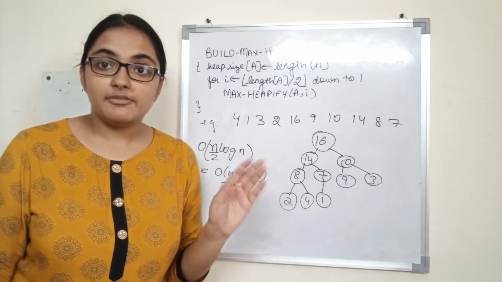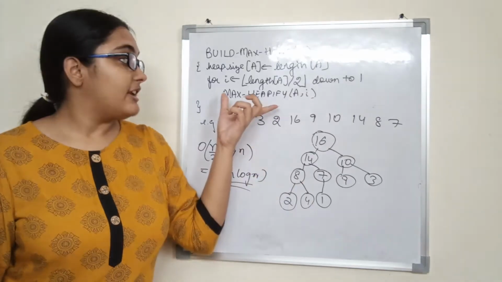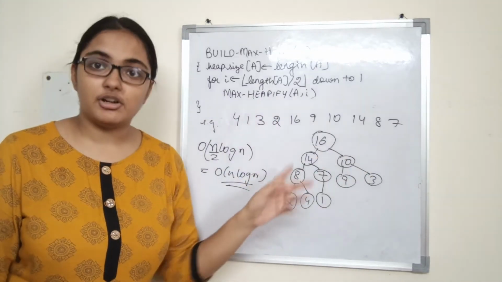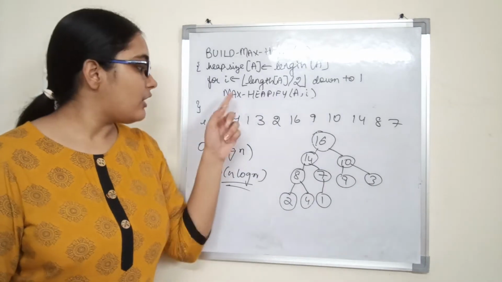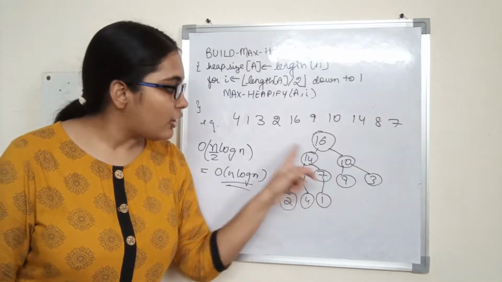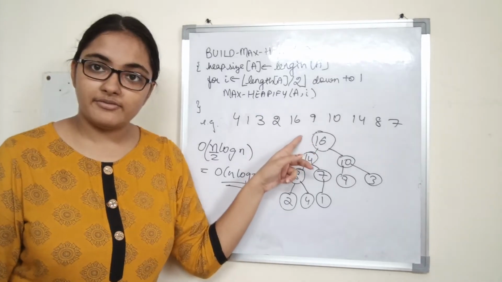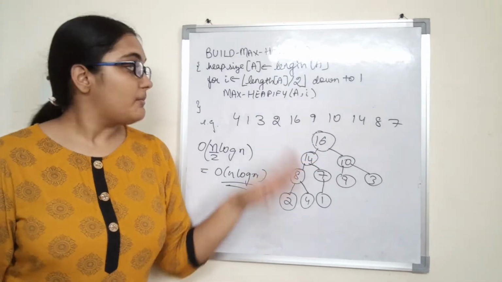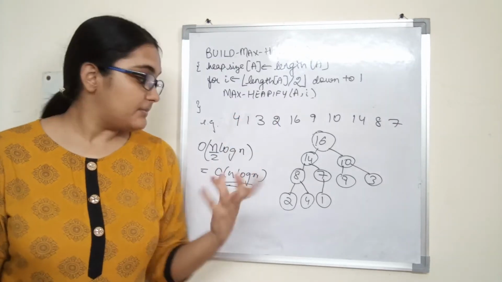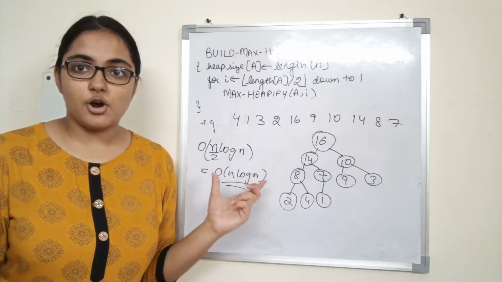If max heapify is called on a node of height h, it will take order of h time. Since max heapify is called on nodes of different heights, it will take different time for different nodes. If I call max heapify on this node, it will take order of 1 time, why? Height is 1. If I call max heapify on this node, it will take order of 2 time, why? Height is 2. If I call it on this node, it will take order of 3, because height is 3. So the time taken by max heapify differs. So the time taken would be something better than order of n log n, that is a better time complexity than order of n log n.